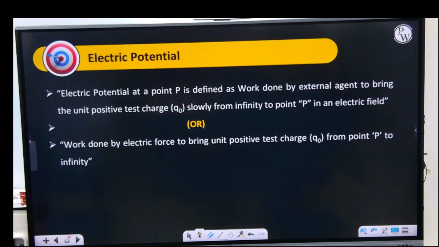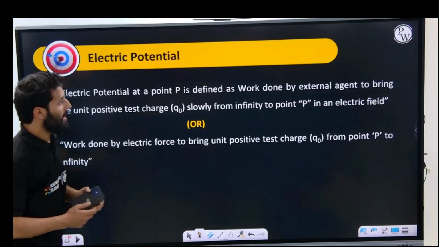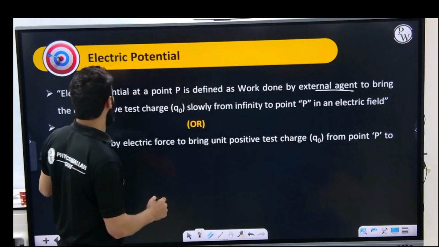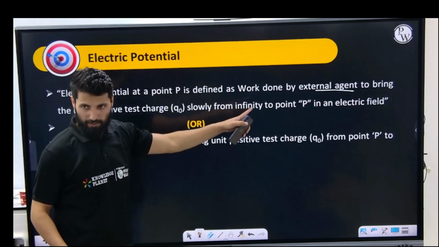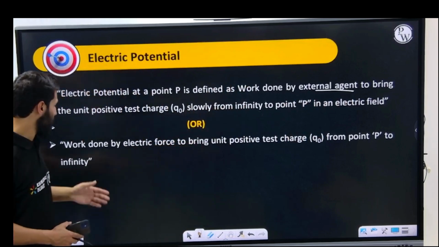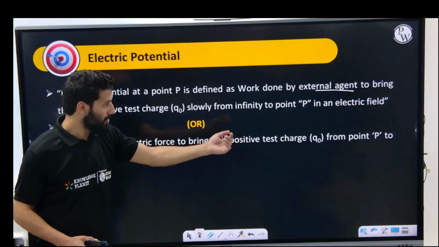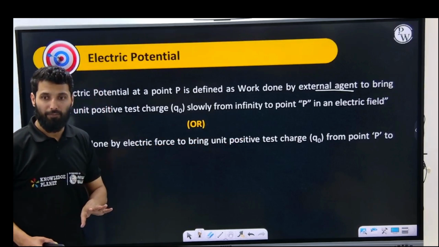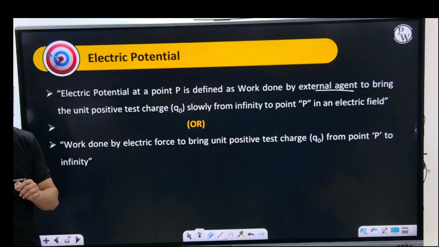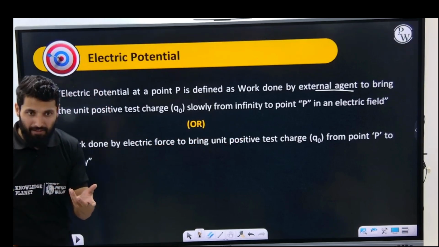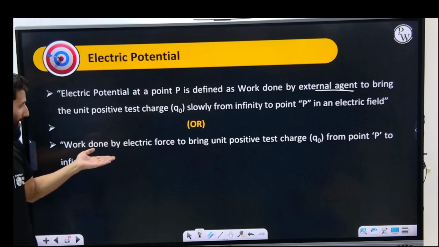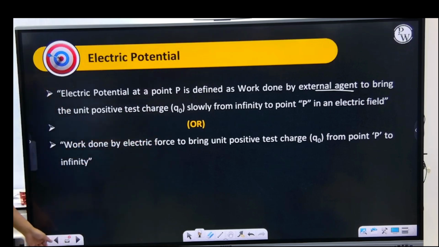So electric potential is defined as the work done by an external agent to bring a positive test charge from infinity to some point P slowly, okay? Or it's defined as the work done by the electric force to bring the positive test charge from point P to infinity, because we have changed the limits. What did we change? The sign. Once we change the sign, we change the limits. Infinity to P, P to infinity. Just change the sign. Understood?